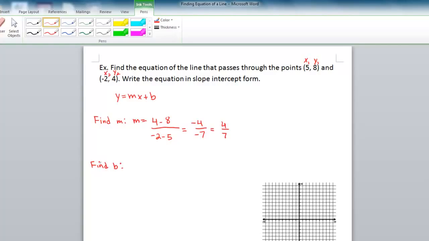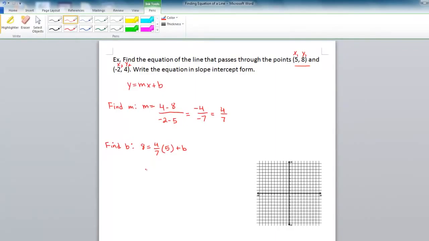To find the y-intercept, we do just what we did before. We plug in the slope that we know, and we plug in one of the points that we know. It doesn't matter which point we plug in. Both of them are on the line, so they both work in the equation. So I'll just pick this one to plug in order to find b. So y is 8, m is 4 over 7, x is 5, and we need to find b. Notice we have to make sure that we plug in the x and y that go together.